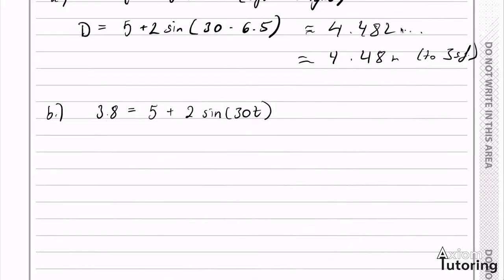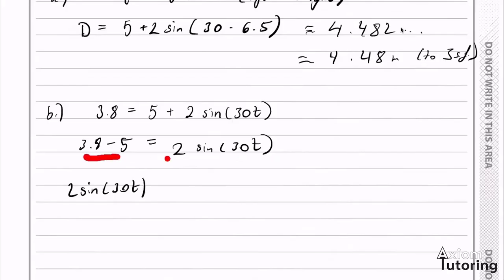So 3.8 minus 5 first, equals 2 sine of 30t. And you can write what we have on the right hand side on the left, so you can rewrite this as 2 sine 30t, as long as you move everything on the left onto the right as well, and that might be easier for you to work with your terms.